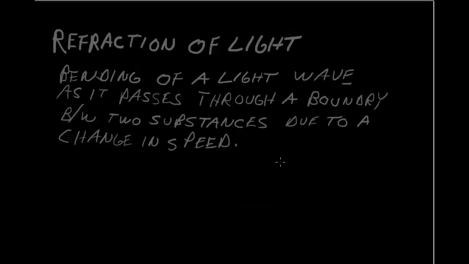We're going to look at the refraction of light. When we talk about refraction of light, and again, light is an electromagnetic wave, it's the bending of a light wave as it passes through a boundary between two substances, and this is the key part, due to a change in speed. You have a change in speed here. In other words, it's either slowing up or it is moving faster.